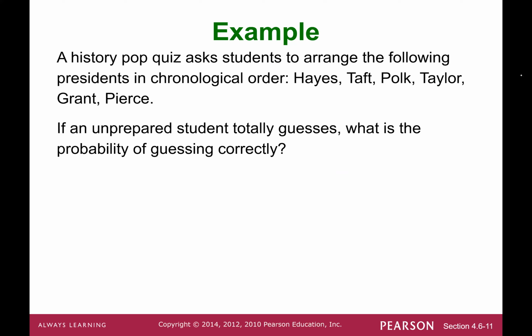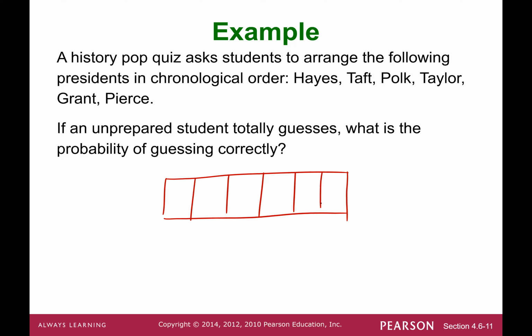So you want to put them into the proper order, right? And then you want to ask students, what will be the chances? What's the probability of guessing it correctly? So you want to look at all possible outcomes here. If somebody did not prepare at all, we'll randomly select the first president, second president, third one, fourth one, fifth one, and 6th one.